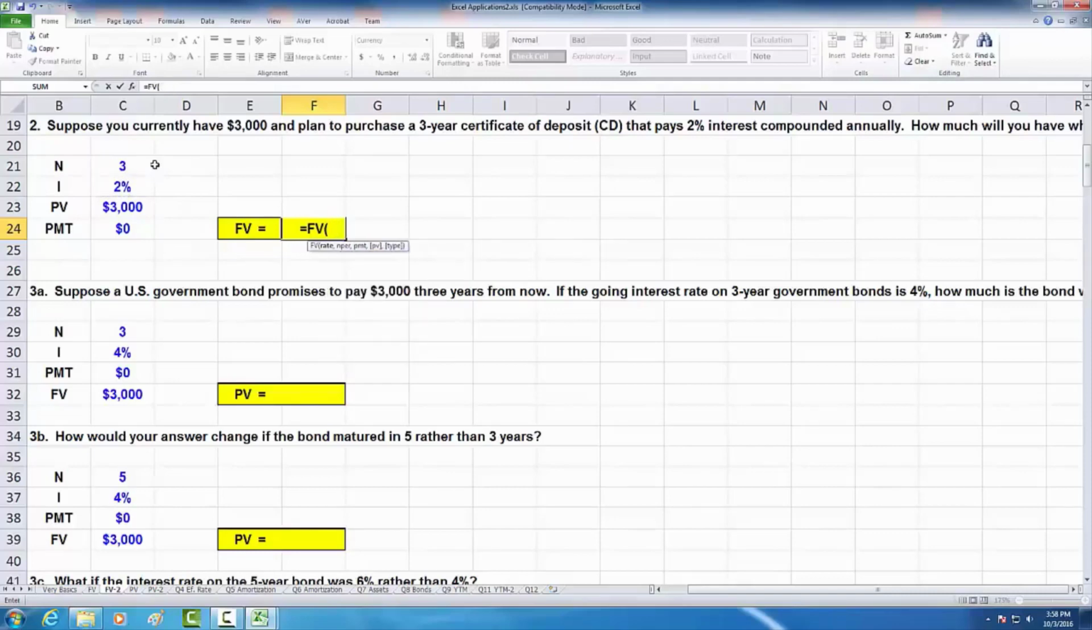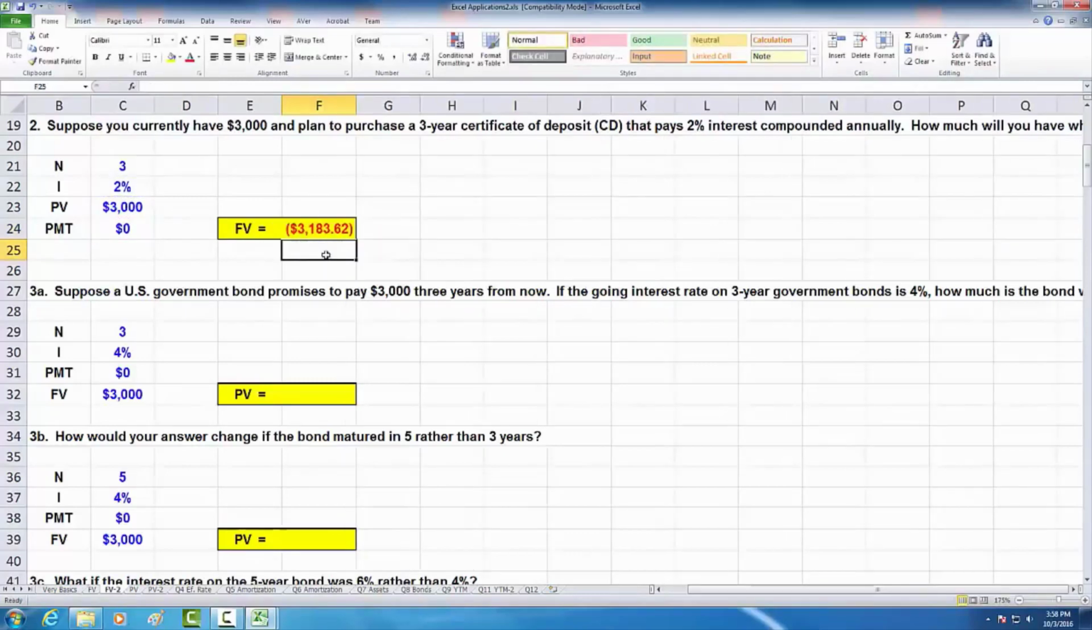Excuse me, we have to use commas. The rate is 2%, comma, number of periods, and comma, payments, we don't make any payments in between, and the present value is $3,000. Okay, here you are. Again, I forgot this minus sign. Okay, here you are.